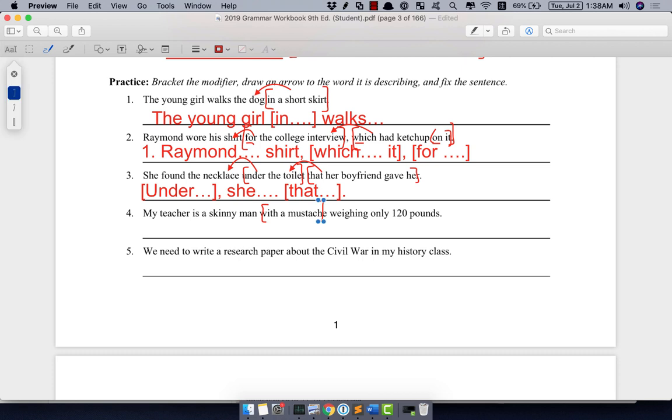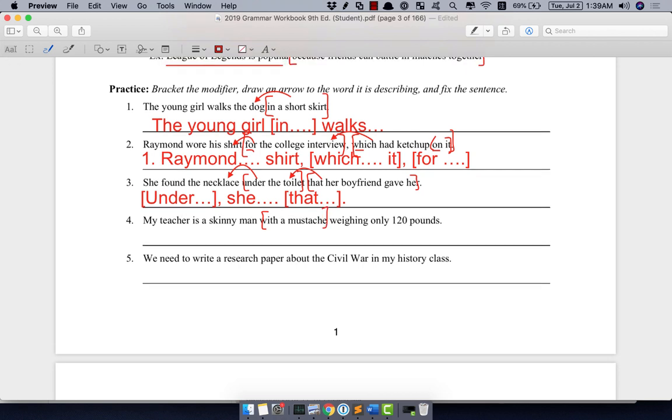Okay, do you see another one? What is the second modifier? It is "weighing," because it's a verb-ing sentence. So weighing what? It's weighing only 120 pounds. So this whole thing is a modifier here. Okay, so is this sentence correct?